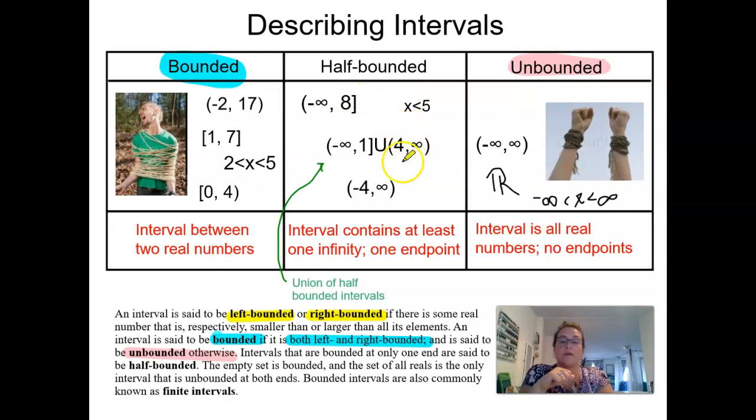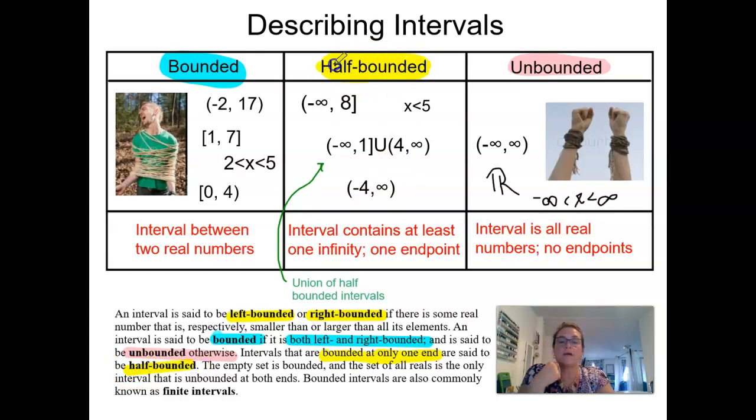And that's where this half-bounded idea comes from, which we can see here in the next statement. Intervals that are bounded at only one end, so only one end, right? Those are said to be half-bounded. So half-bounded here in the middle, right?